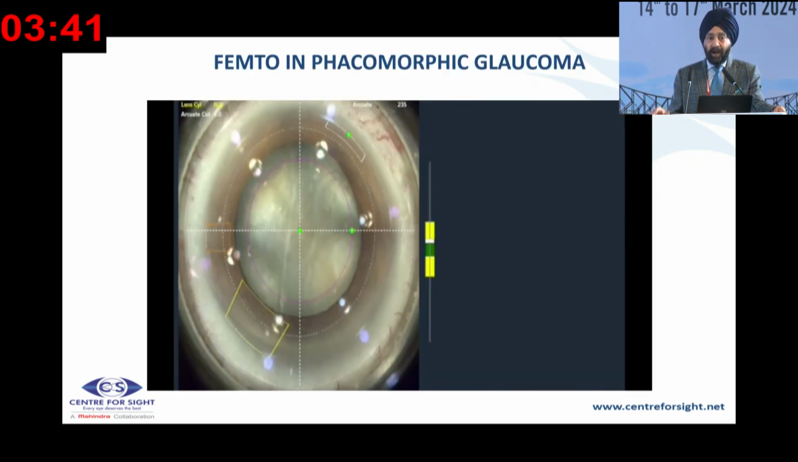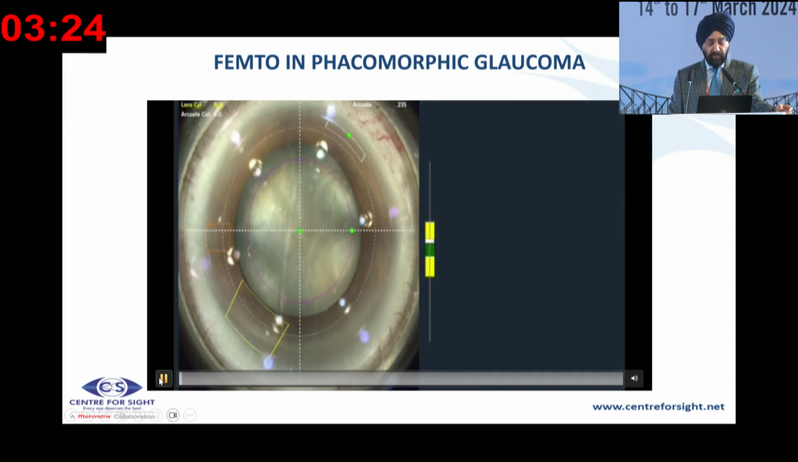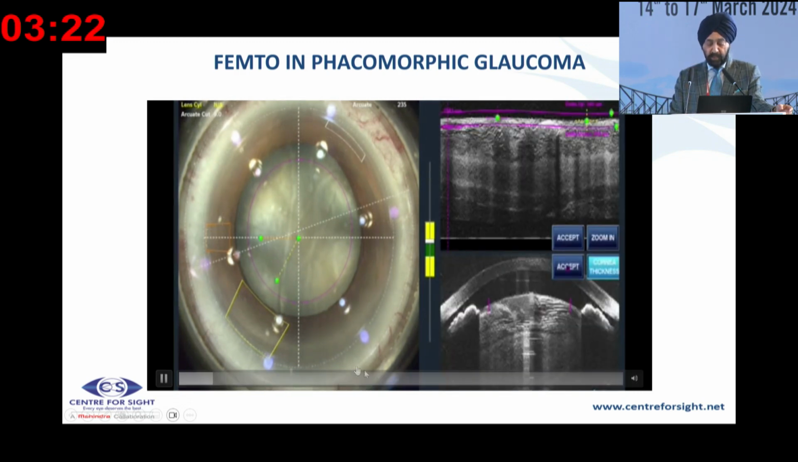Now let us look at a condition called phacomorphic glaucoma. If you have phacomorphic glaucoma, and you enter the anterior chamber and do a capsulotomy with high pressures, you are going to get an extension of the capsulorhexis. This is a fantastic indication for a femto, because you can see here, this is such a swollen lens.